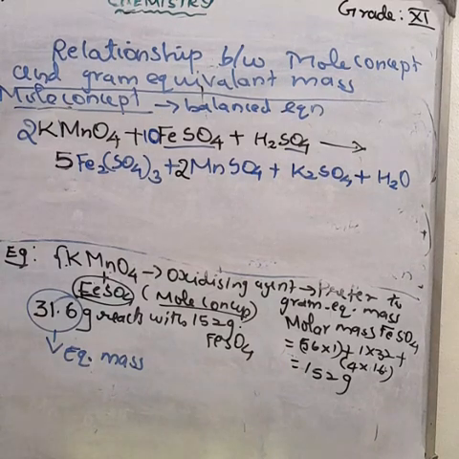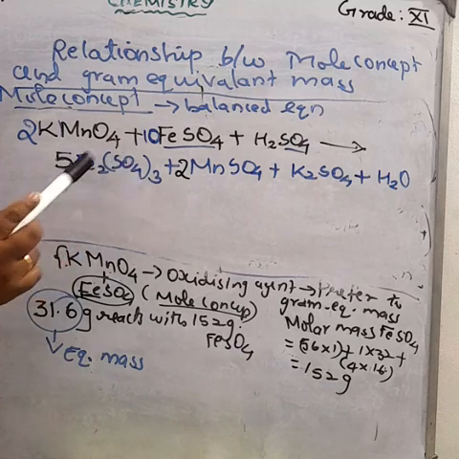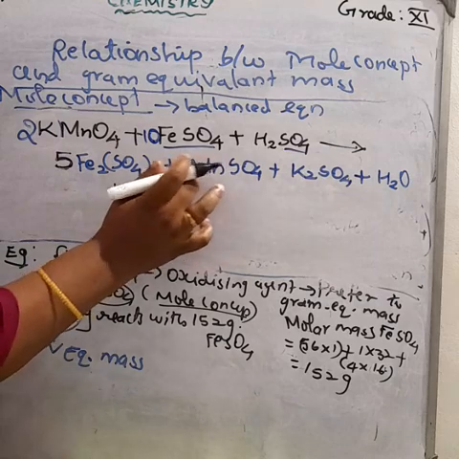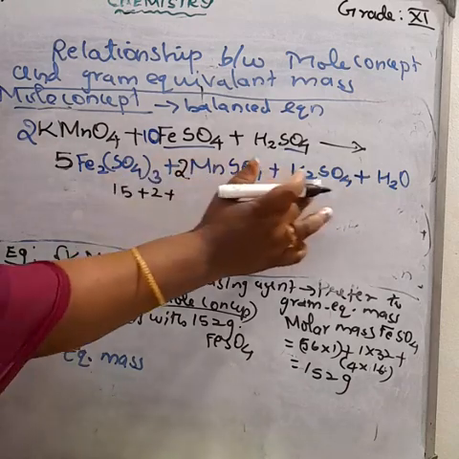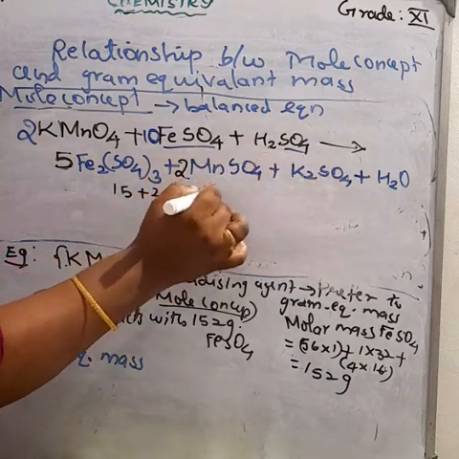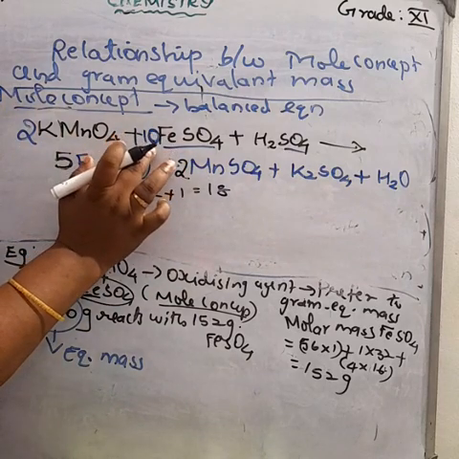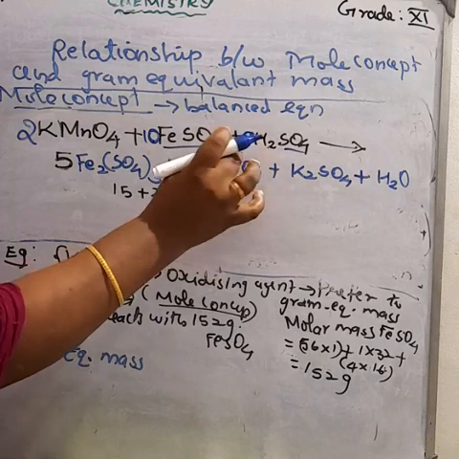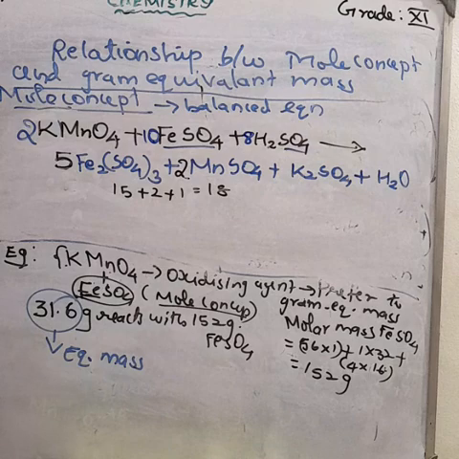Then we have to balance the sulfate molecules here. How many sulfate molecules are there? 5 threes are 15, plus 2 is 17, plus 1 is 18. Totally 18 sulfate molecules. But here only 10 sulfates are there. So to get the 18 sulfates, we have to make it 8 sulfate. So here 18 sulfate, and here also 18 sulfate.